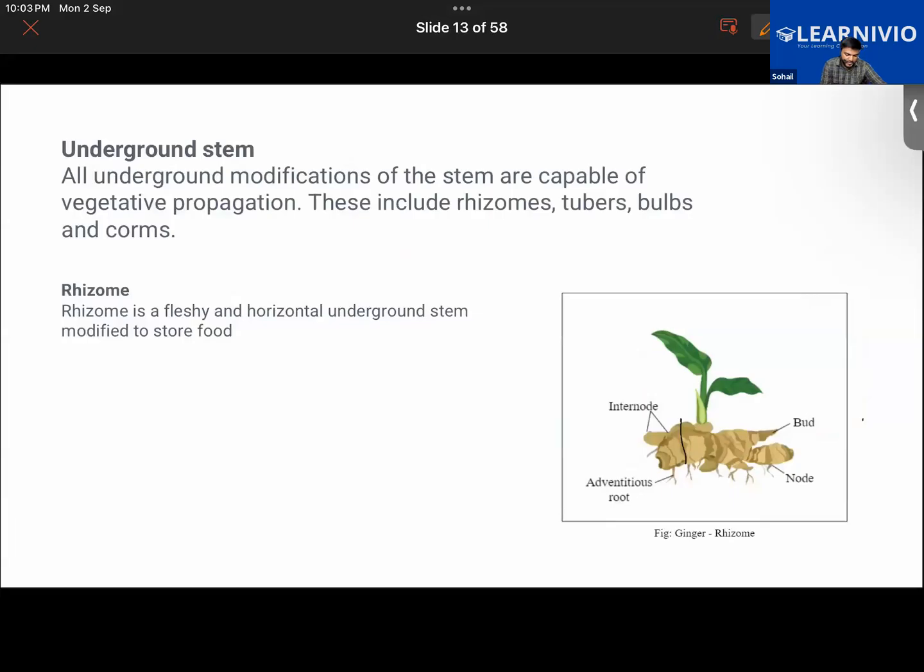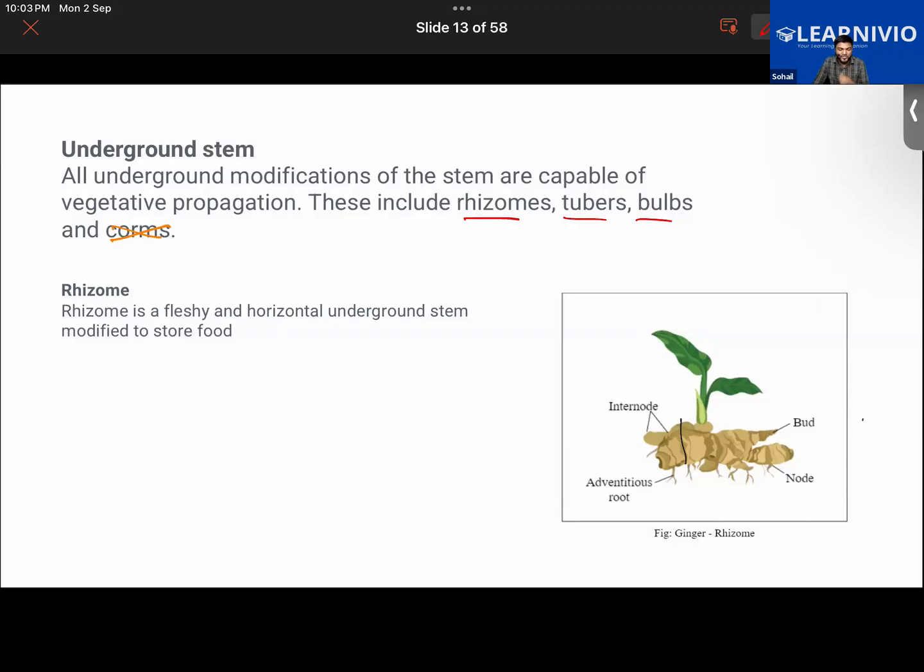There are different types of modified underground stems. Some are called rhizomes, some are tubers, some are bulbs, and some are corms also, but we're not going to learn about corms. We're only going to learn about rhizomes, tubers, and bulbs. There's a slight difference between these, but all of them are modified stems.